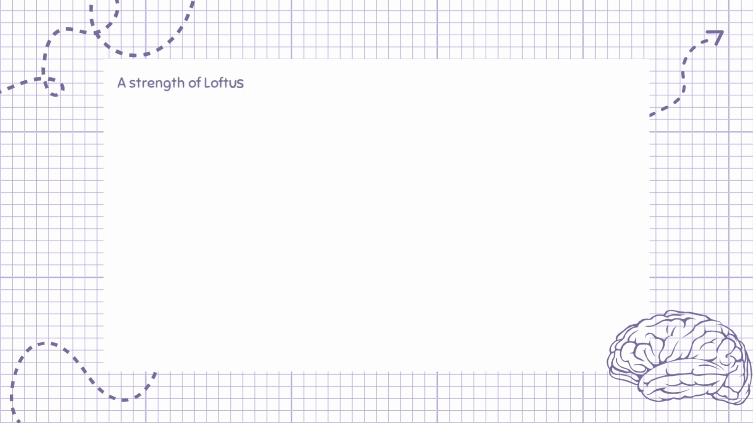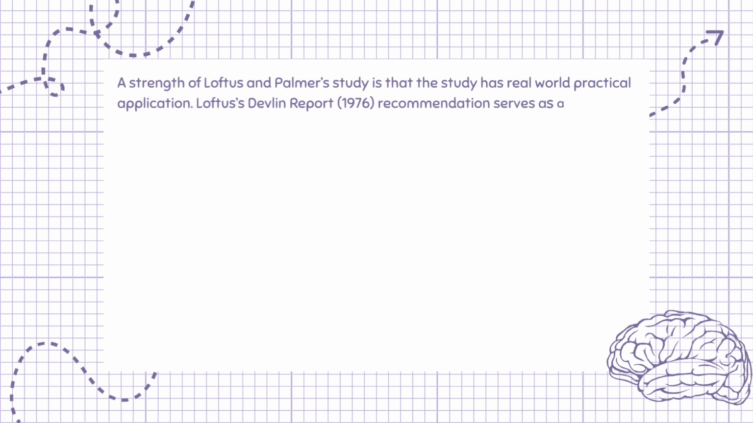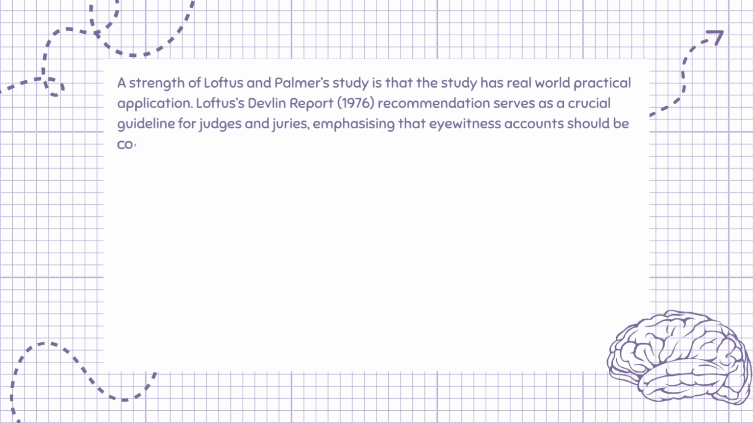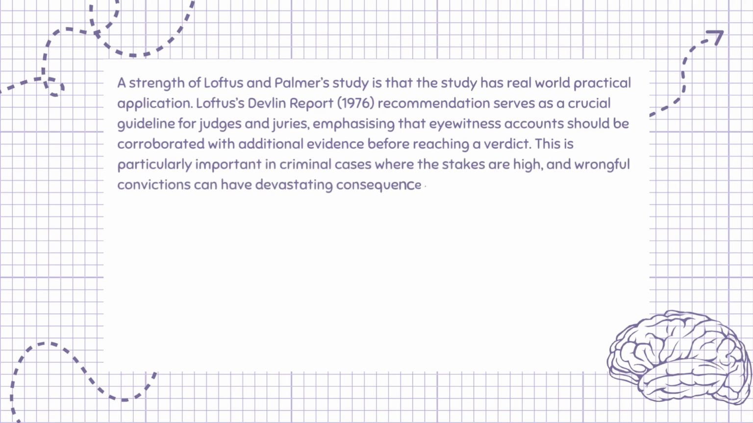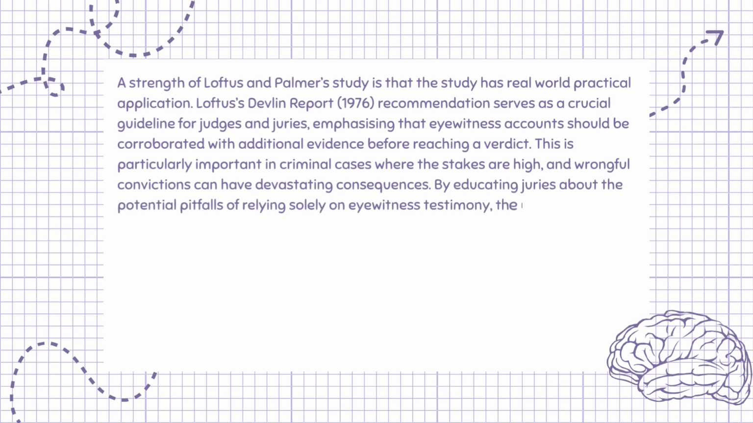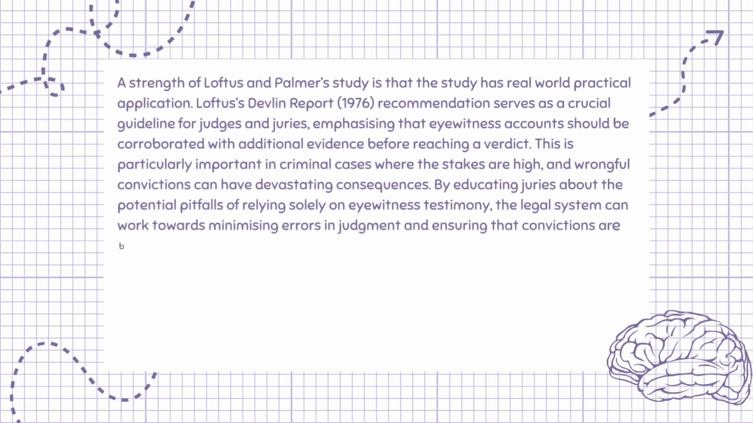A strength of Loftus and Palmer's study is that the study has real-world practical application. Loftus's Devlin Report, 1976, recommendation serves as a crucial guideline for judges and juries, emphasizing that eyewitness accounts should be corroborated with additional evidence before reaching a verdict. This is particularly important in criminal cases where the stakes are high, and wrongful convictions can have devastating consequences. By educating juries about the potential pitfalls of relying solely on eyewitness testimony, the legal system can work towards minimizing errors in judgment and ensuring that convictions are based on a more comprehensive assessment of evidence.